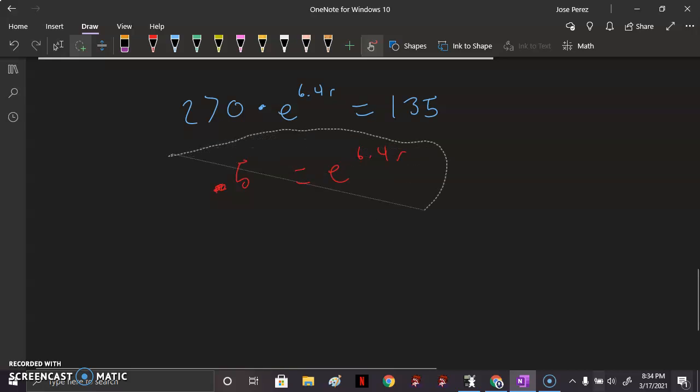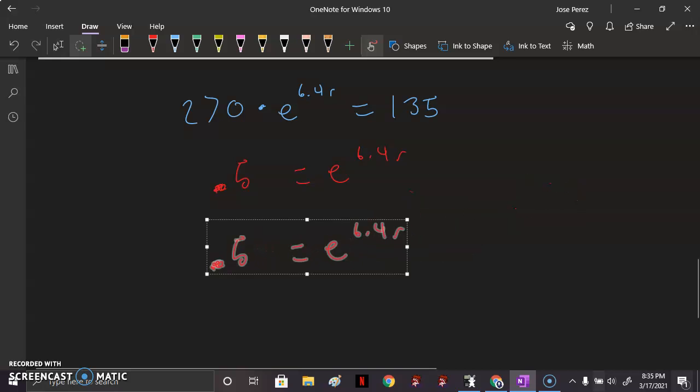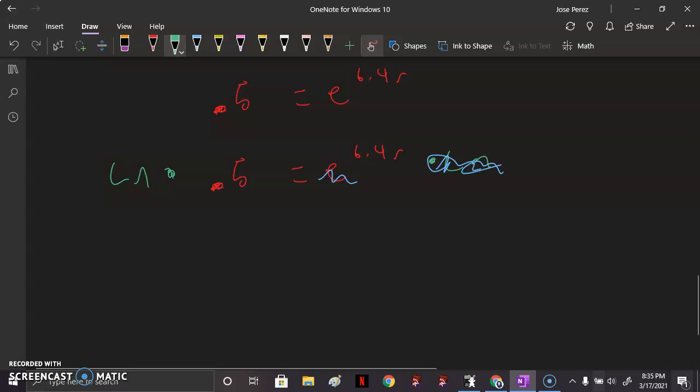Natural log is pretty similar, but it just has the letters ln. So it'll be times ln on this side and times ln on this side. But the thing about natural logs with the letter e is that they cancel out, so these two cancel out. And what we get is ln of 0.5 equals 6.4r.